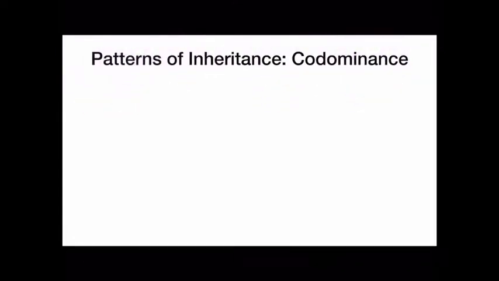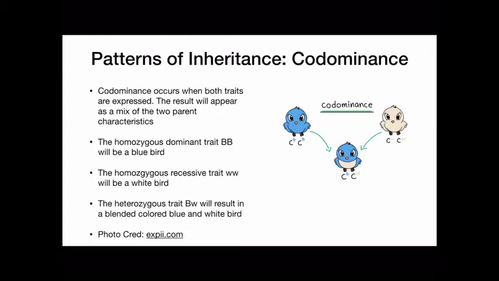Next is patterns of inheritance, focusing in on codominance. So what is codominance exactly? Well, codominance occurs when both traits are expressed. The result will appear as a mix of the two parent characteristics with both being shown.